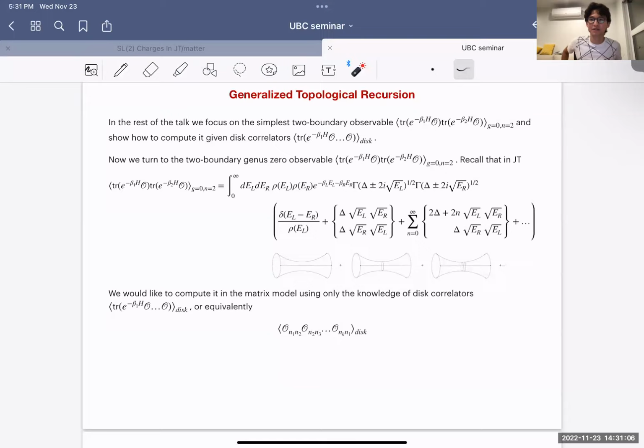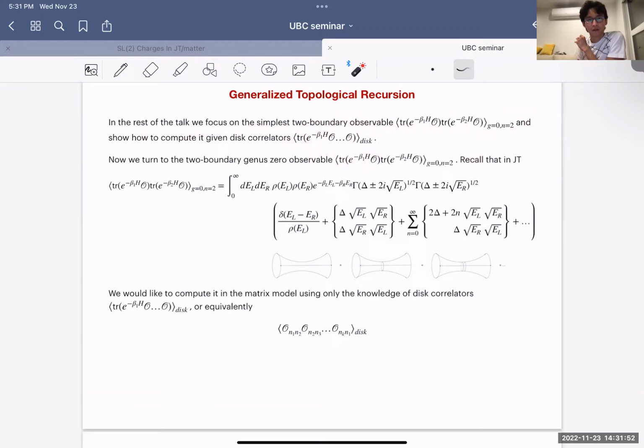Okay, so let's discuss the second point of the topological recursion, right? The second step in the topological recursion is that now higher genus or more boundaries should be reproduced from the disk. So the example that we discuss is this sort of simple two-boundary observable, where you have one operator on each boundary and genus zero. And so the question we ask is, how do we compute this quantity in the matrix model if we know the disk correlators?